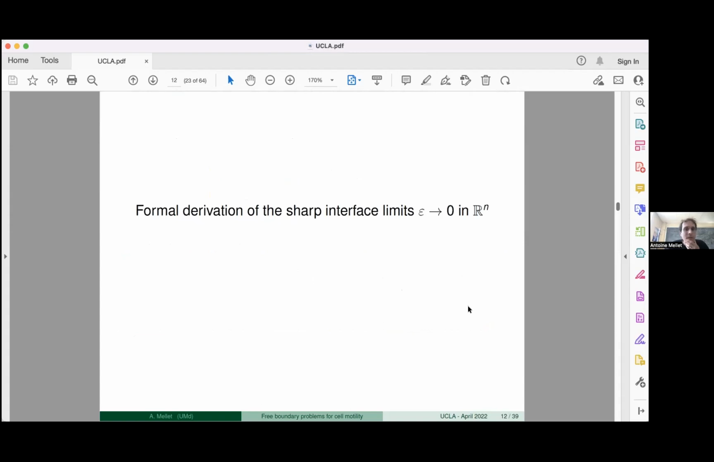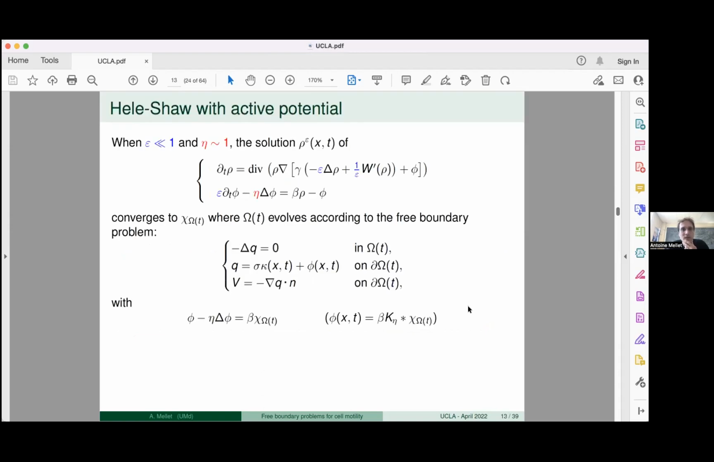All right, so let me explain a bit now what kind of results we can get in the limit epsilon goes to 0. The first thing we did was to look at our model here and let epsilon go to 0, but fixing eta, the diffusivity of the potential phi. So eta is fixed, I mean, of order 1.